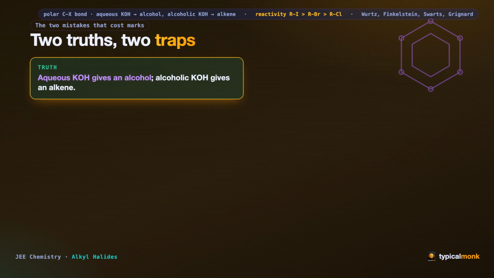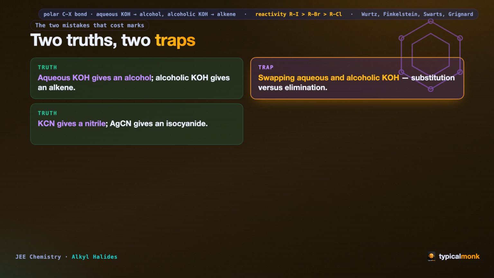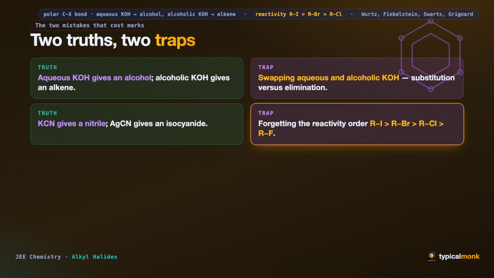Now, the two mistakes that quietly cost marks. The truth: aqueous potassium hydroxide gives an alcohol by substitution, while alcoholic potassium hydroxide gives an alkene by elimination. The trap: swapping the aqueous and the alcoholic potash. The second truth: potassium cyanide gives a nitrile, carbon-bonded. Silver cyanide gives an isocyanide, nitrogen-bonded. The second trap: forgetting the reactivity order, R-iodide over bromide, over chloride, over fluoride.